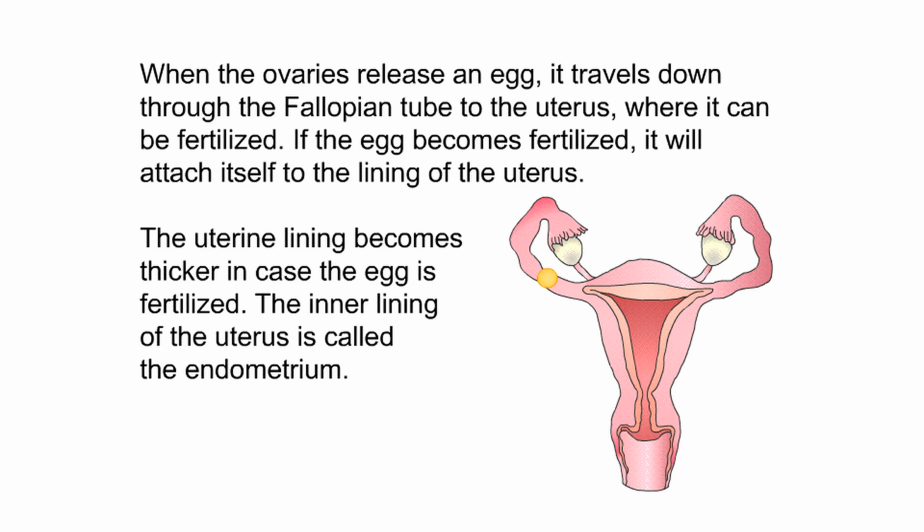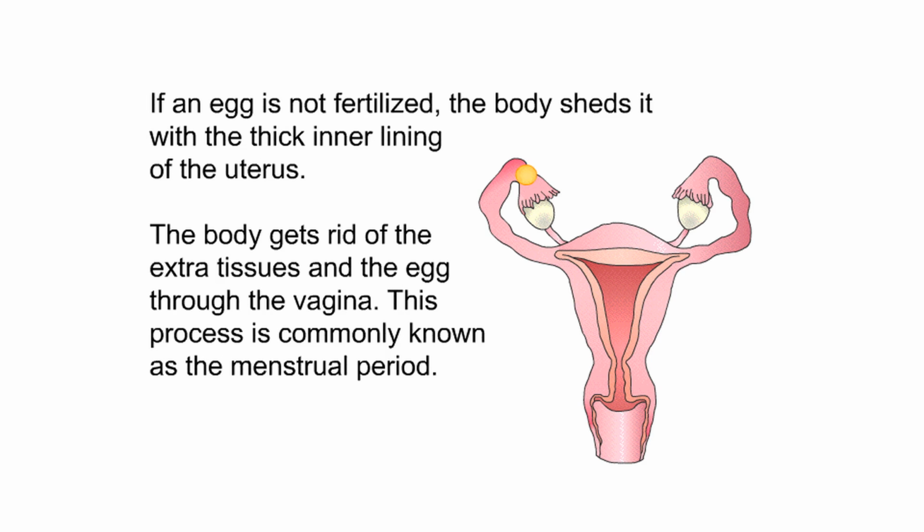When the ovaries release an egg, it travels down through the fallopian tube to the uterus where it can be fertilized. If the egg becomes fertilized, it will attach itself to the lining of the uterus. The uterine lining becomes thicker in case the egg is fertilized. The inner lining of the uterus is called the endometrium. If an egg is not fertilized, the body sheds it with the thick inner lining of the uterus. The body gets rid of the extra tissues and the egg through the vagina. This process is commonly known as the menstrual period.